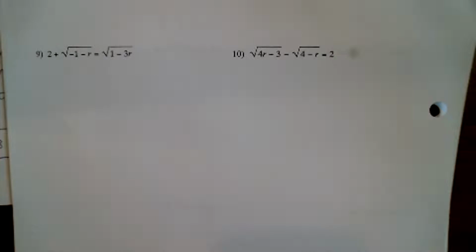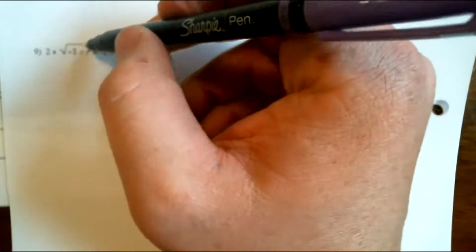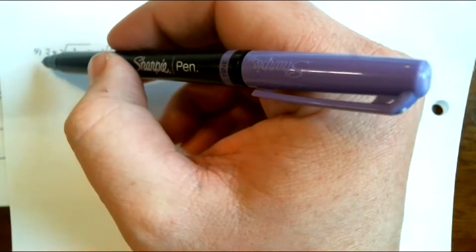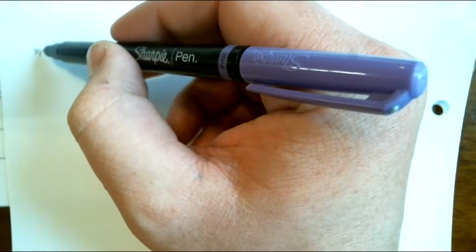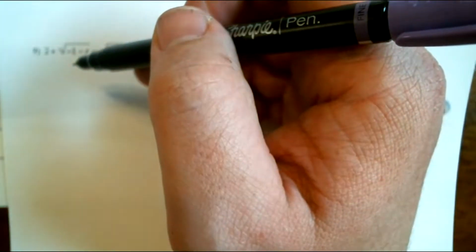All right, so you kind of know what I'm talking about here. In this case, notice we have square roots on both sides, but we also have a 2 here. So what you're going to have to do is square both sides, but you're just going to have to FOIL this left side.